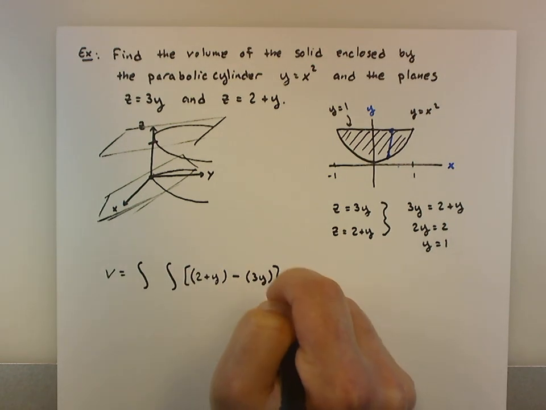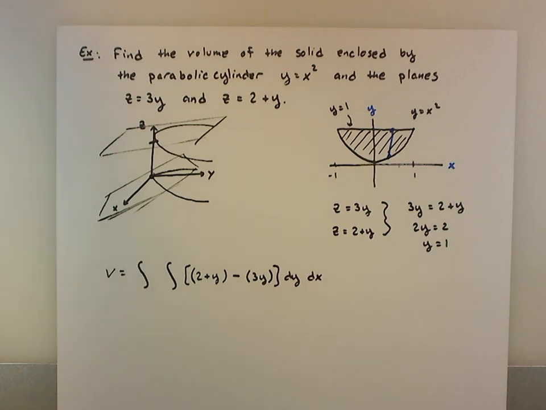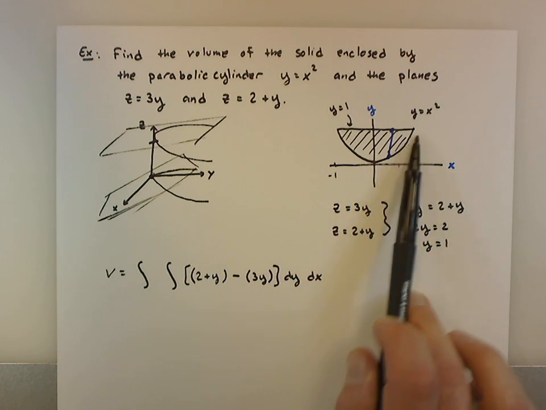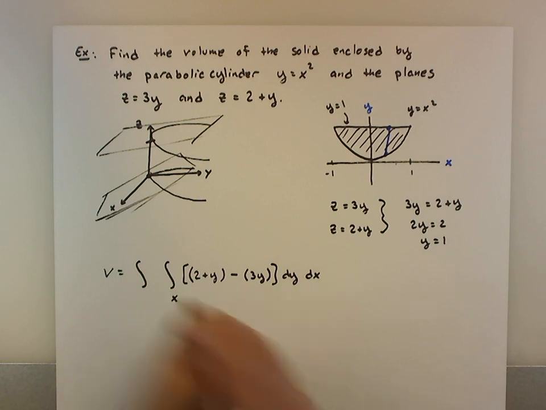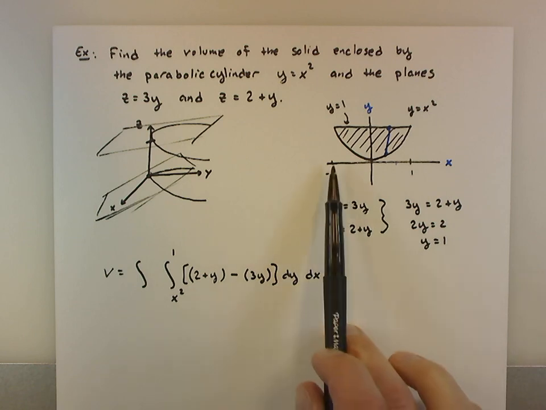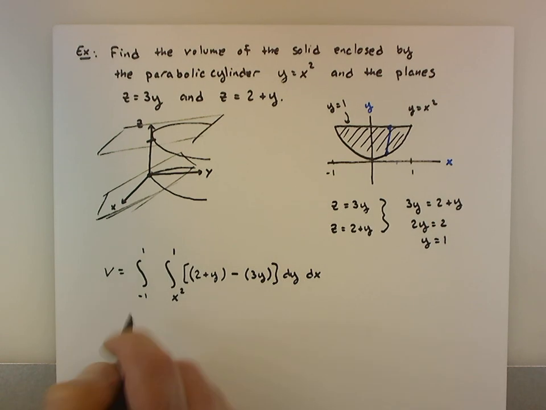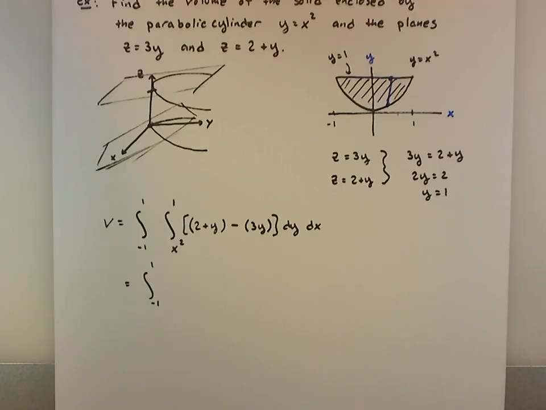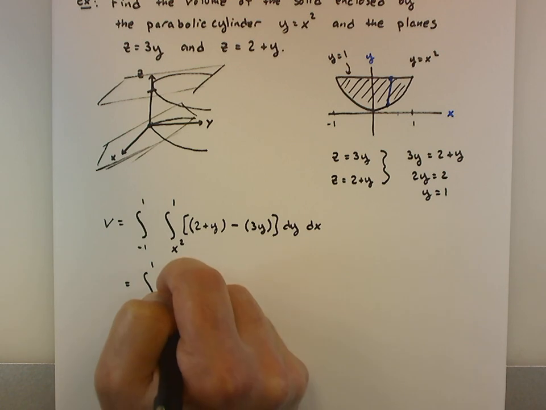I'm integrating with respect to y, and then with respect to x. So with respect to y, I start off on this curve, which is x squared. I end at 1. So my bounds of integration with respect to y are from x squared to 1. My x goes from negative 1 to positive 1, which is equal to the integral from negative 1 to 1, then the integral from x squared to 1.